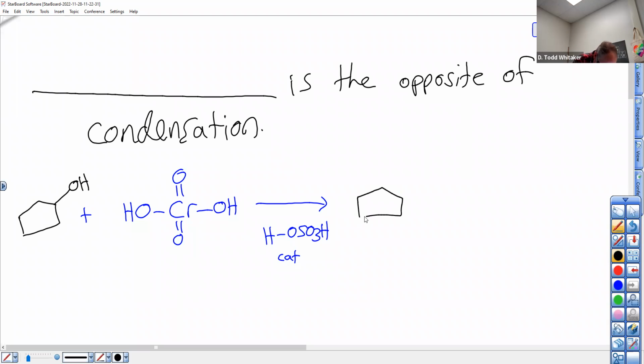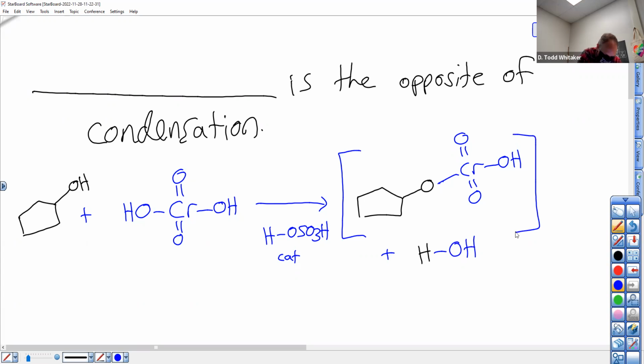And the result you get, copy everything. The result you get is this. And you also get water. It's going to be a black H on your water and a blue OH. And this guy, there's more to him than meets the eye. This is called condensation, right? And that's an intermediate. Chromate ester intermediate.